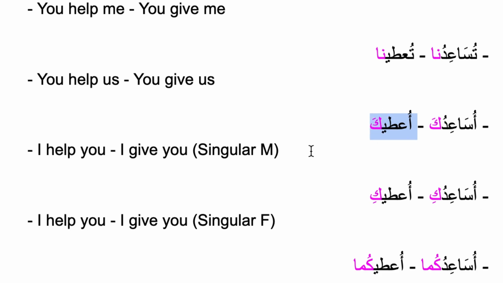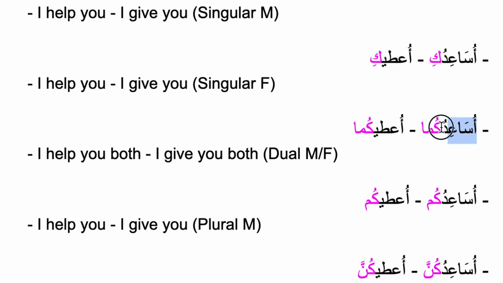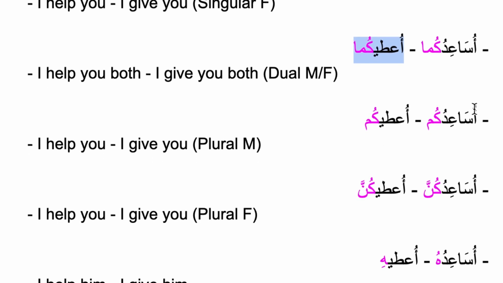أعطيك, I give you, to a singular male. Next, أساعد, أساعدك, I help you. أعطي, أعطيك, I give you, to a singular female. Next, أساعد, أساعدكما, I help you both. أعطي, أعطيكما, I give you both, to dual male or female. Next, أساعد, أساعدكم, I help you. أعطي, أعطيكم, I give you, to plural male.